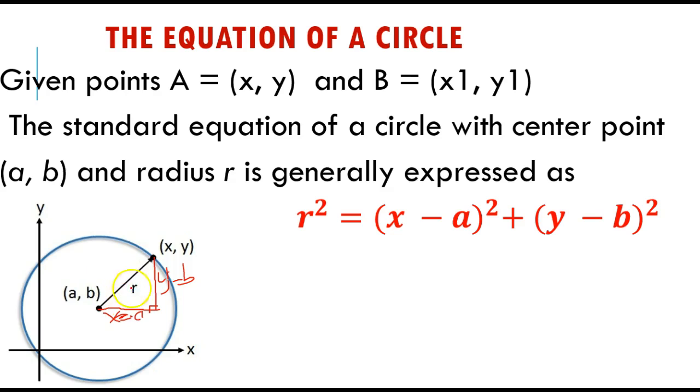With this, we can use the Pythagorean theorem, because r is the hypotenuse, which is opposite the right angle. So the hypotenuse squared equals the change in y squared plus the change in x squared. Wherever you have it written in this form, it's easier to find the center.